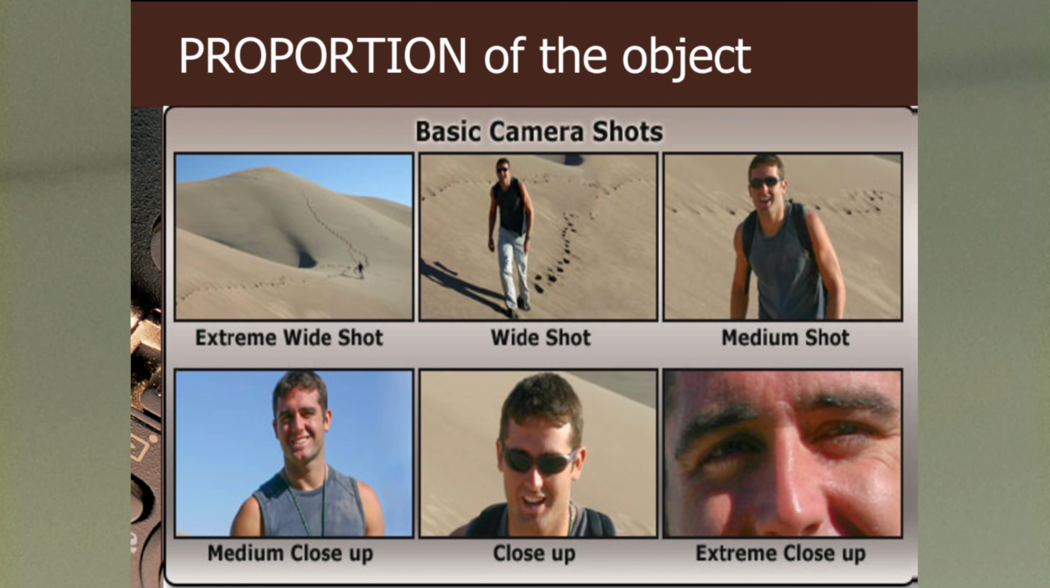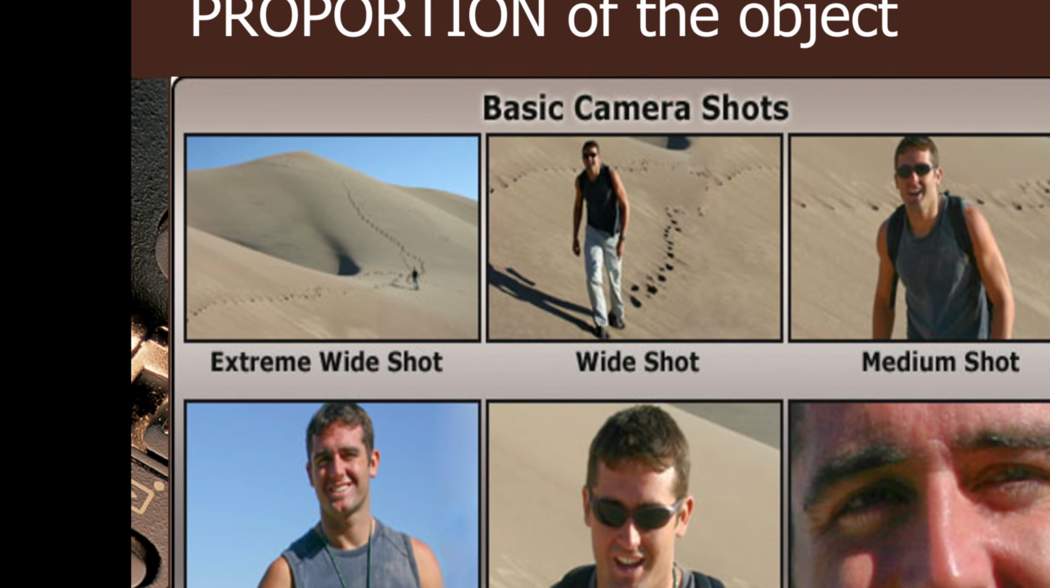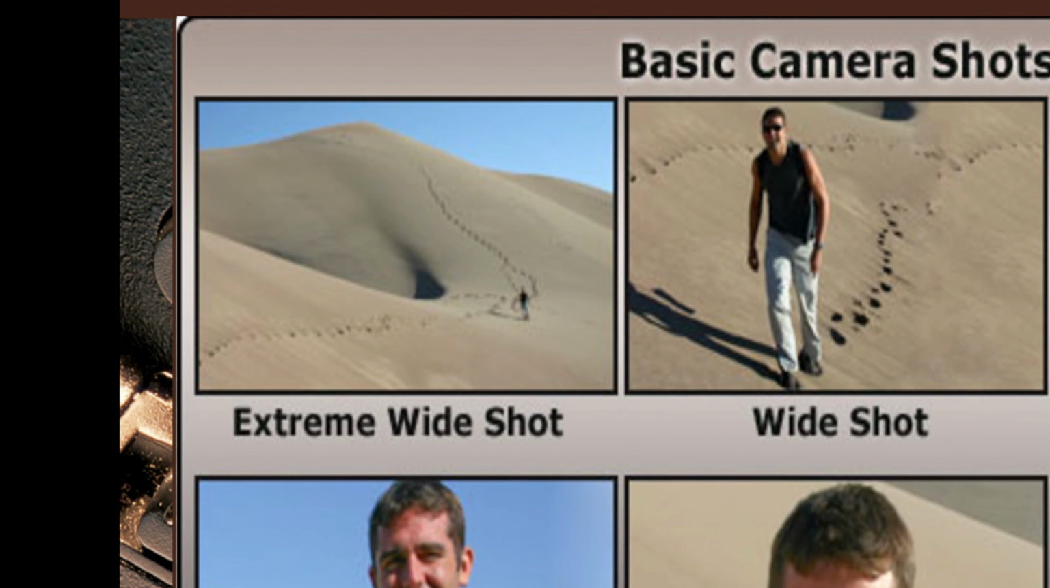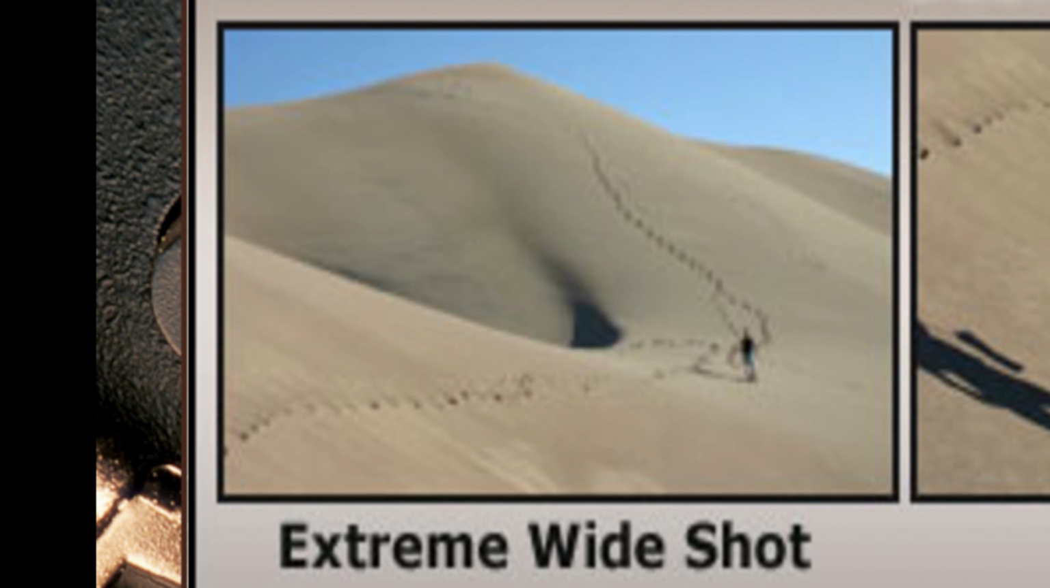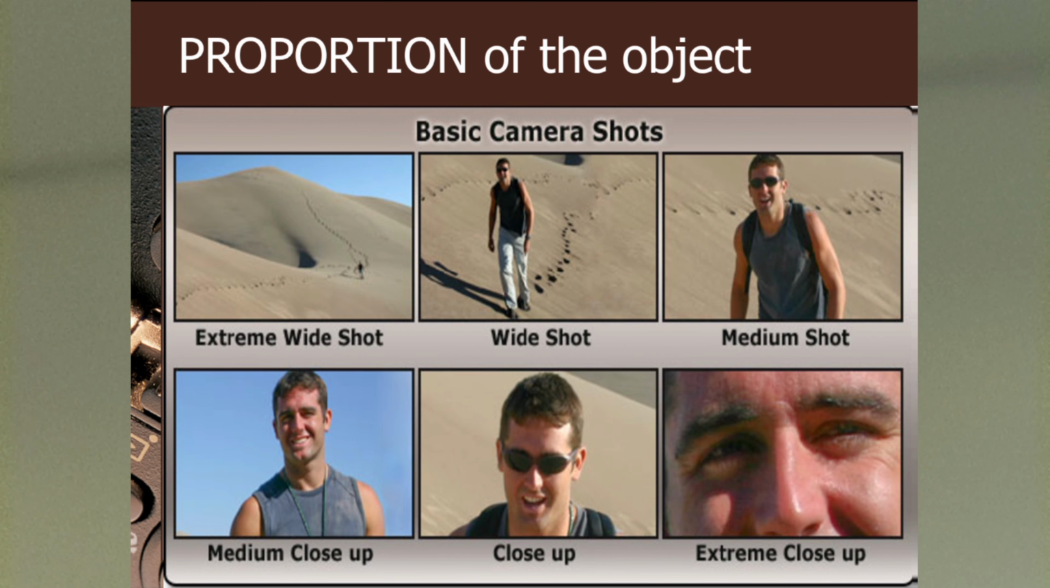EWS or extreme wide shot is also known as ELS or extreme long shot. It's mainly used to establish the location of the subject. By just looking at the first image, we can tell the man is in the middle of a desert. Then we have the WS or wide shot or long shot, medium close-up, and extreme close-up, which is tighter than a VCU or very close-up shot.